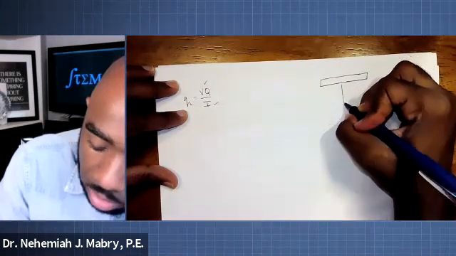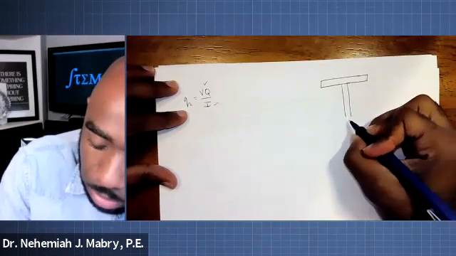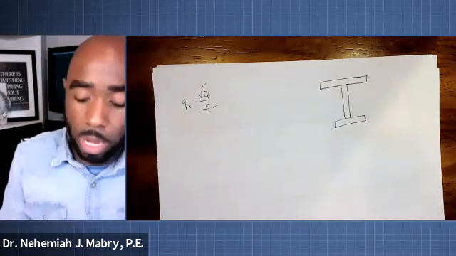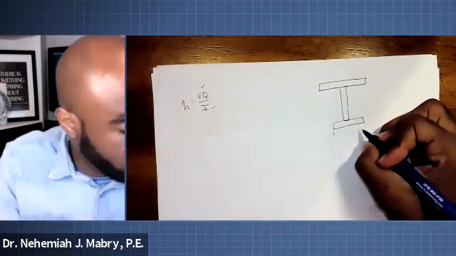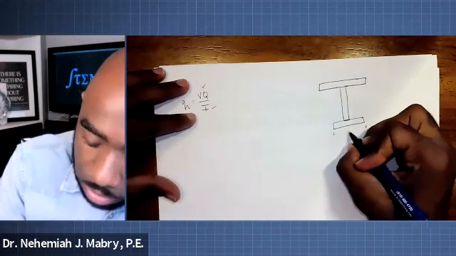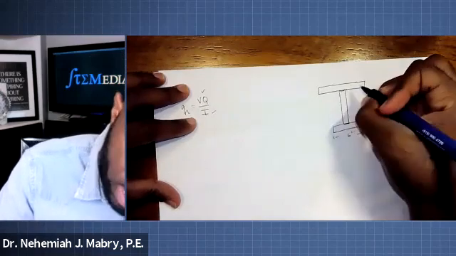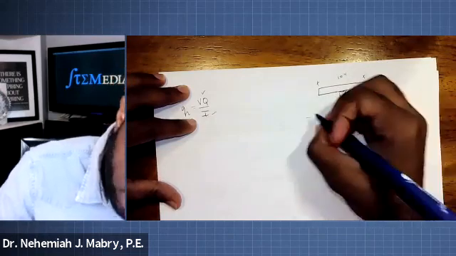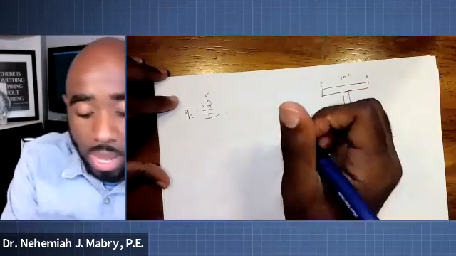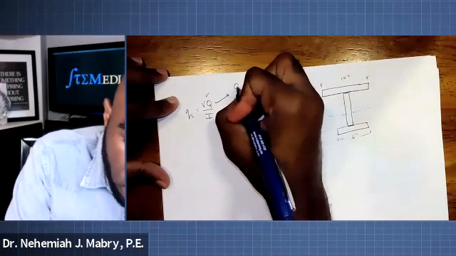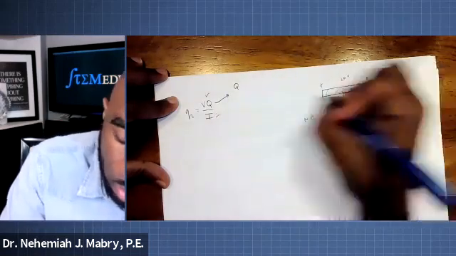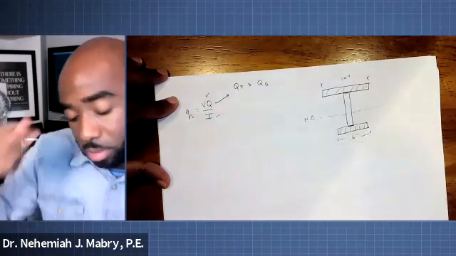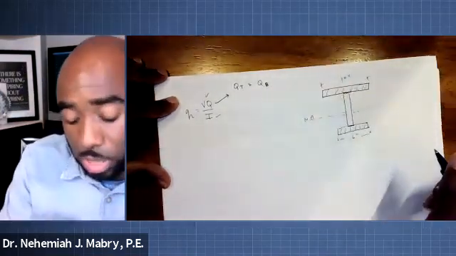Why? Because remember that this is not a symmetrical shape. So that means that the shear flow at the bottom here, because this is only 6 inches, is going to be different from the shear flow at the top, where this is 10 inches. Not only that, but the distance from the neutral axis is different. So we need to find a Q for the top and a Q for the bottom.